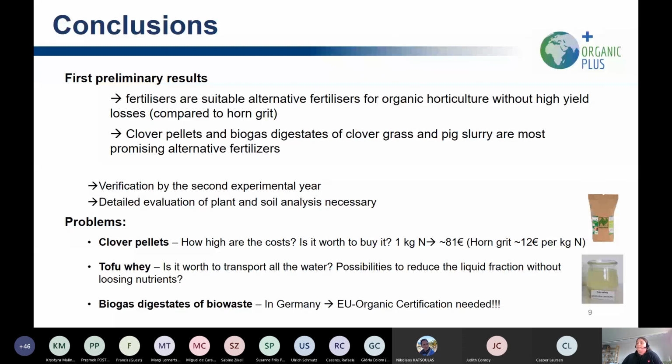Then the tofu whey, as I mentioned in the beginning: is it really worth to transport all the water, because like 97% of it is water? Or is there a possibility to reduce the liquid fraction without losing any nutrients? So maybe it would be interesting to talk to the tofu whey production company. And also for the biogas digestates of biowaste here in Germany, they need to be EU organic certified, and it's quite complicated to get these biogas digestates that have this certification.